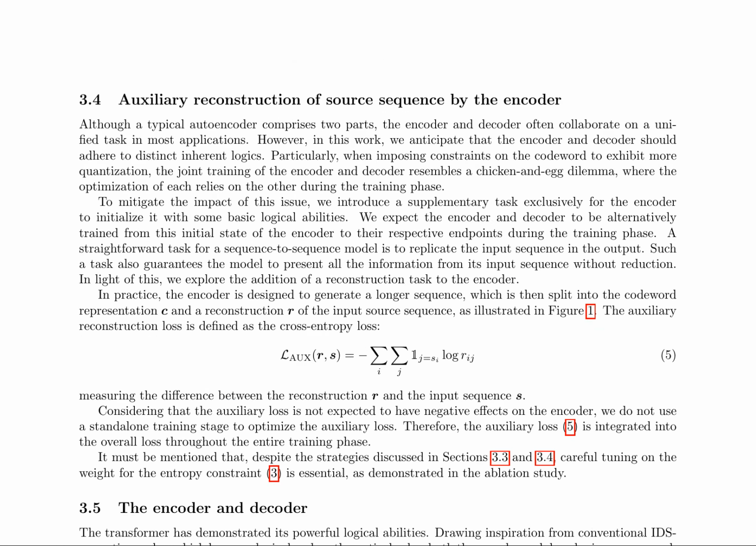The paper addresses the chicken and egg dilemma in joint training by introducing an auxiliary reconstruction task for the encoder. This task involves generating a longer sequence that is then split into a codeword representation and a reconstruction of the input source sequence. The auxiliary reconstruction loss, defined as the cross-entropy loss between the reconstruction and the input sequence, is integrated into the overall loss during training. The encoder and decoder are implemented using transformer-based sequence-to-sequence models.